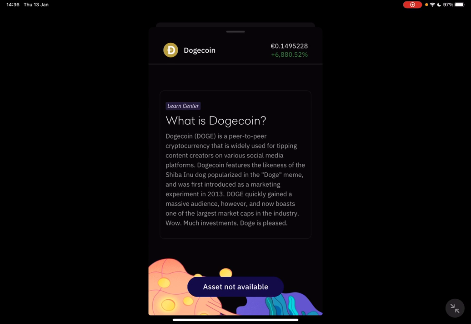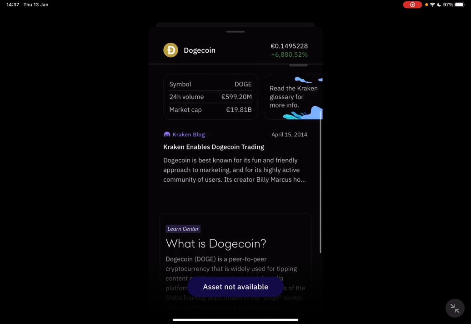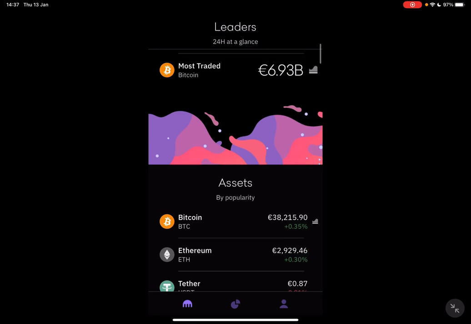For example, for Dogecoin, it says, what is Dogecoin? Dogecoin is a peer-to-peer cryptocurrency that is widely used for tipping content creators on various social media platforms. Dogecoin features the likeness of the Shiba Inu dog popularized in the Doge meme and was first introduced as a marketing experiment in 2013. Doge quickly gained a massive audience, however, and now boasts one of the largest market caps in the industry. Wow, much investments. Doge is pleased. So this is how you can research any crypto.